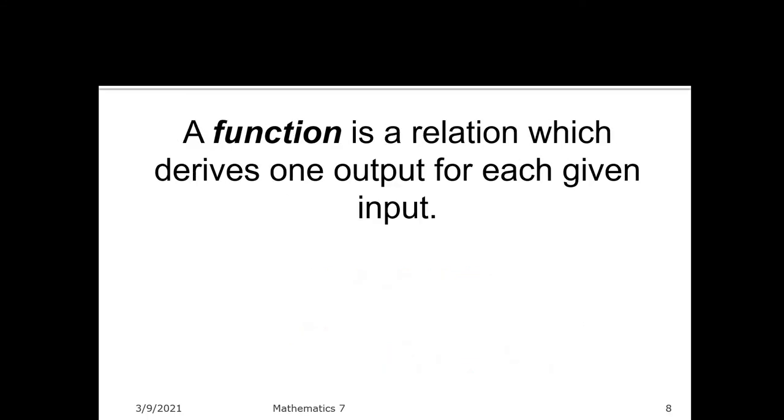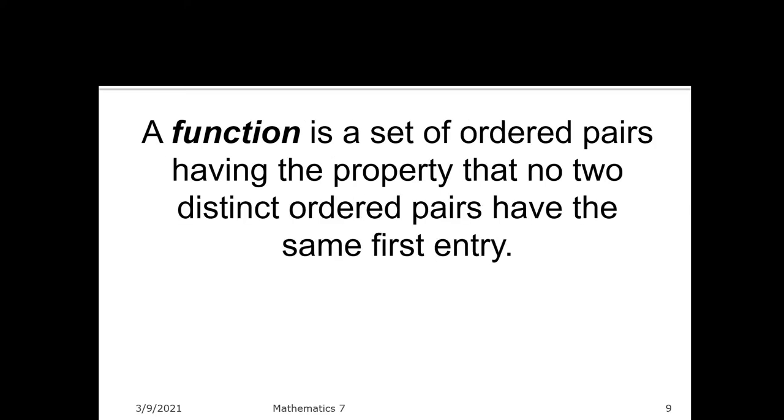So what's the difference now between relations and functions? Functions are actually relations, but what makes them unique is that a function has one output for each given input. Let's define further. It's a set of ordered pairs still, just like relations, having the property that no two distinct ordered pairs have the same first entry.